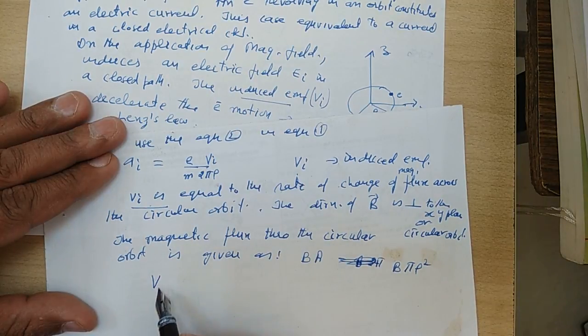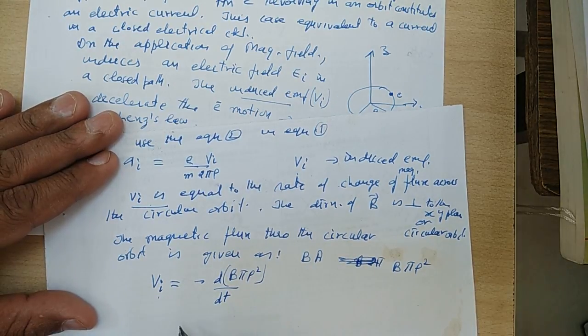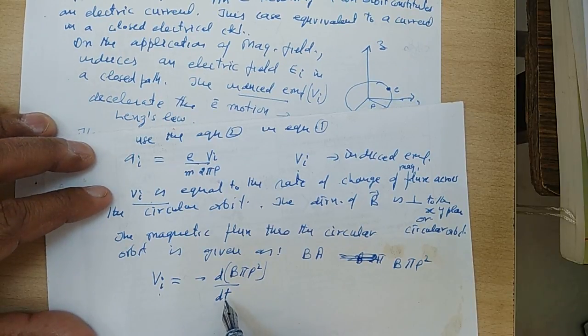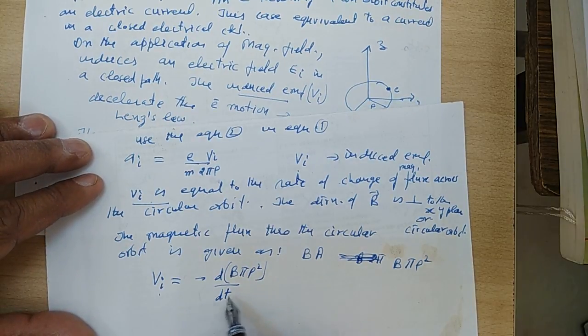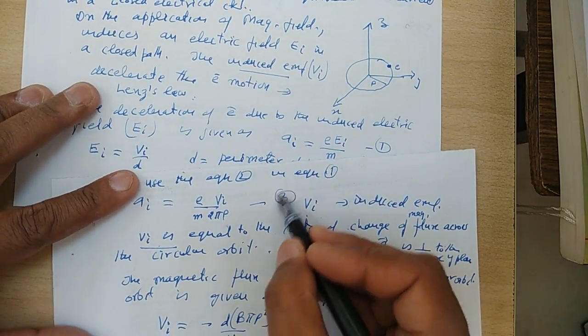So I will write this V_i is equal to minus dV by dt times B pi rho square. So this is the value of induced EMF. And now I can substitute the value of this in equation number 3.